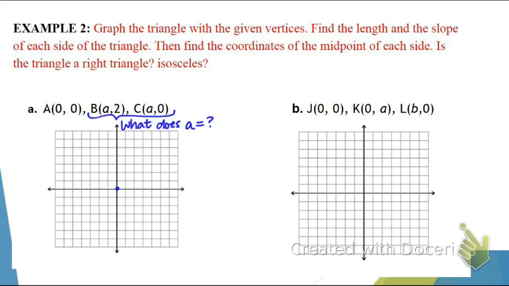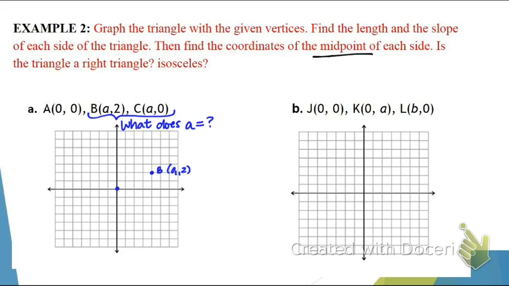So I'm going to plot A, B, and C. A is easy to plot, that's 0, 0. B and C are harder to plot because we don't know what a is. So in this case, the drawing is just there to help me and support me. What I'm going to do is choose an a that's a convenient value. Because they're asking me to find the midpoint of things, I'm going to choose a value of a which is an even number. So just out of convenience, I'm going to choose that a is 4.